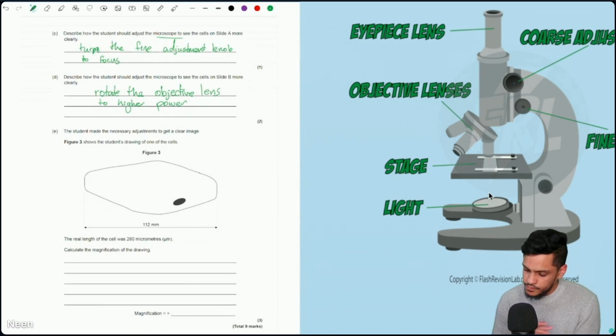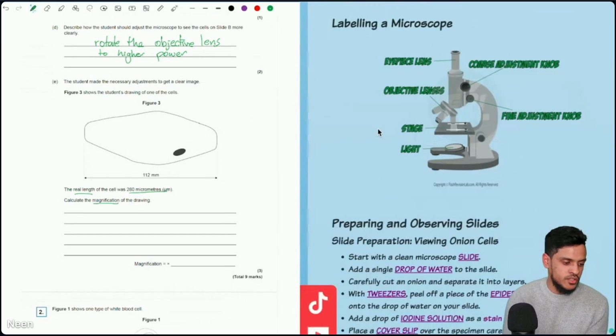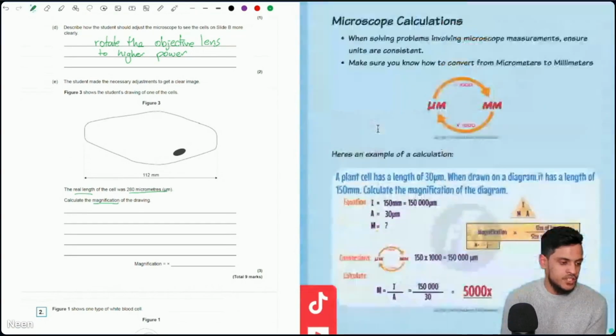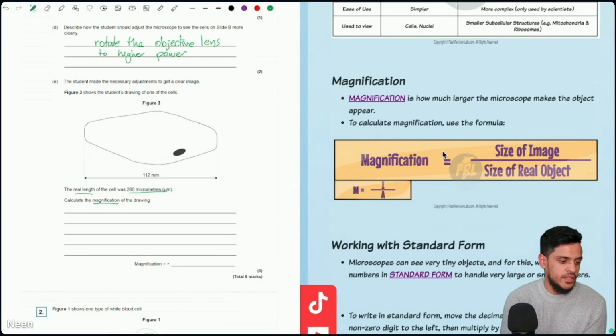Next question. A student made necessary adjustments to get a clear image. Okay, so we got the cell here. The real length of the cell was 280 micrometers. Calculate the magnification. So for this one, we need the equation for magnification. The equation for magnification is size of the image over size of the real object, the actual object. So magnification is equal to size of image over size of actual object.